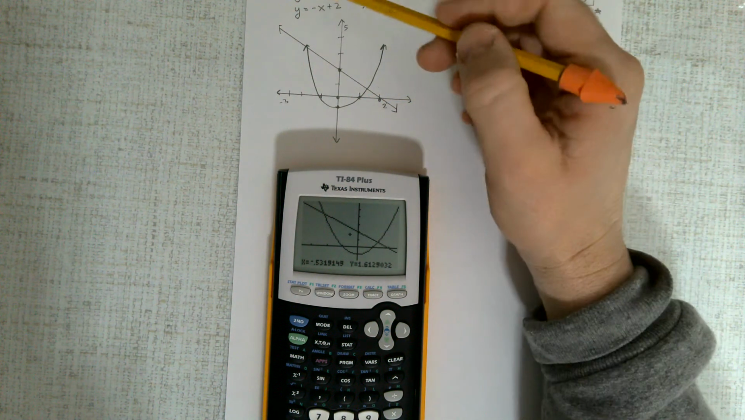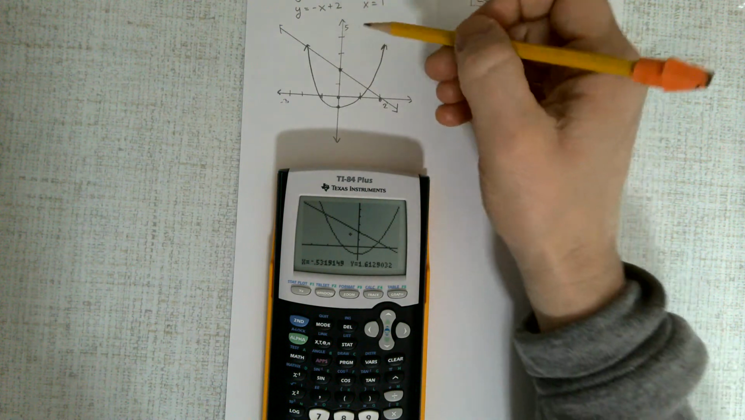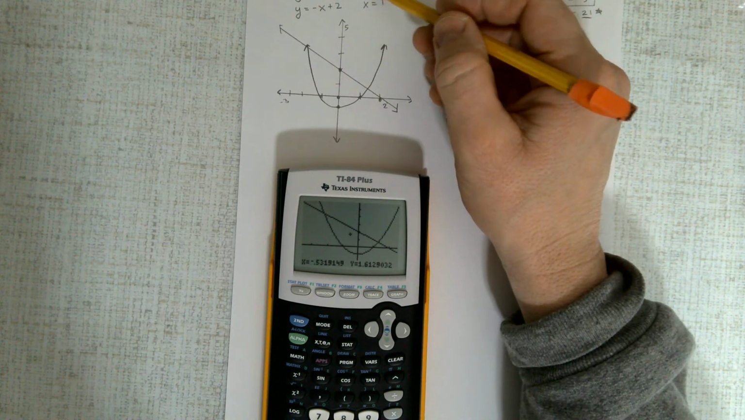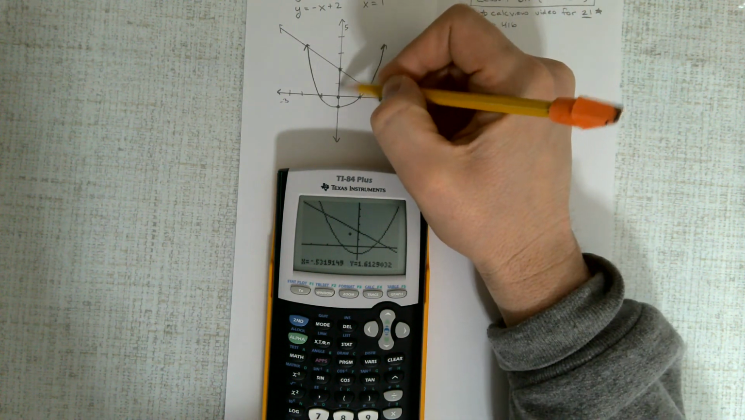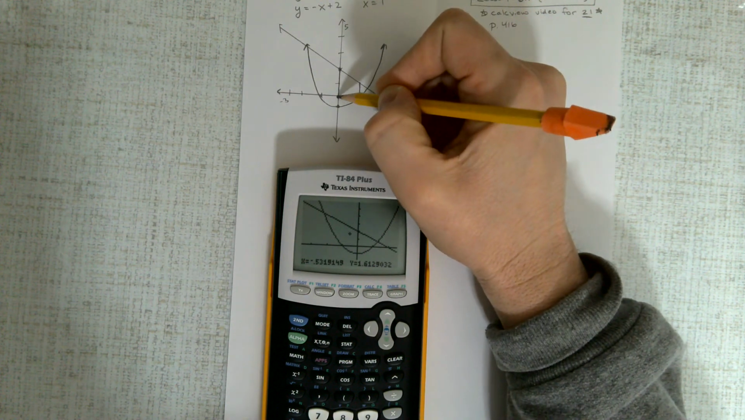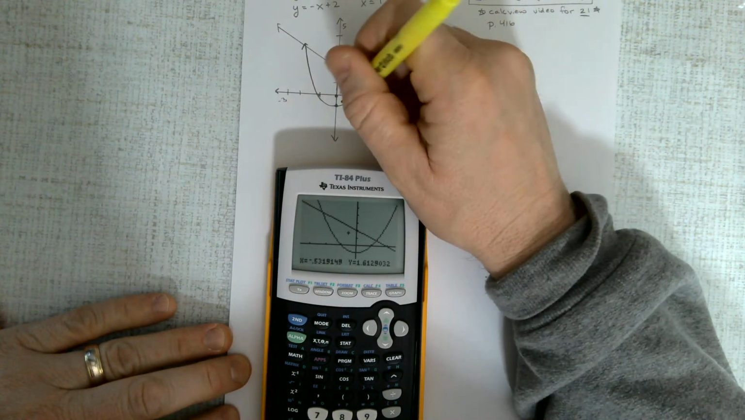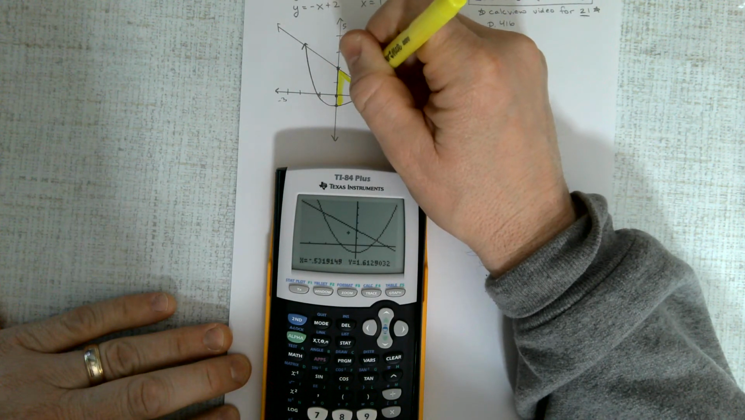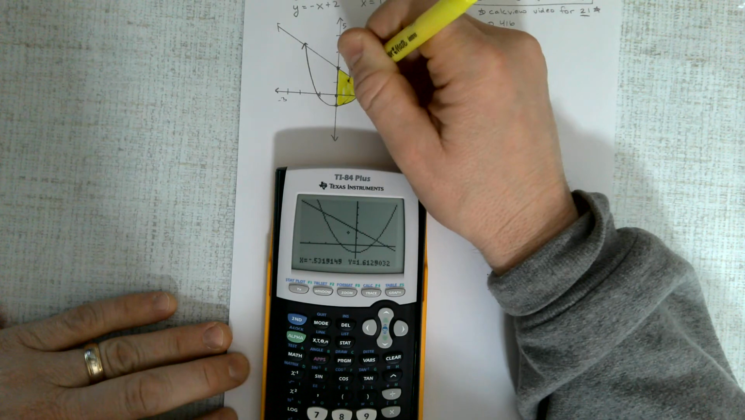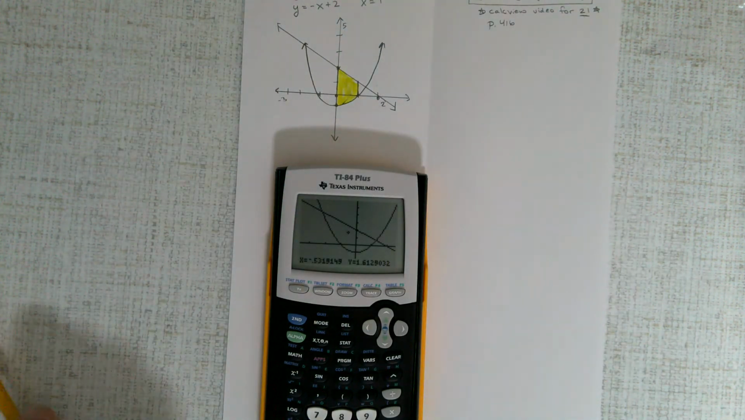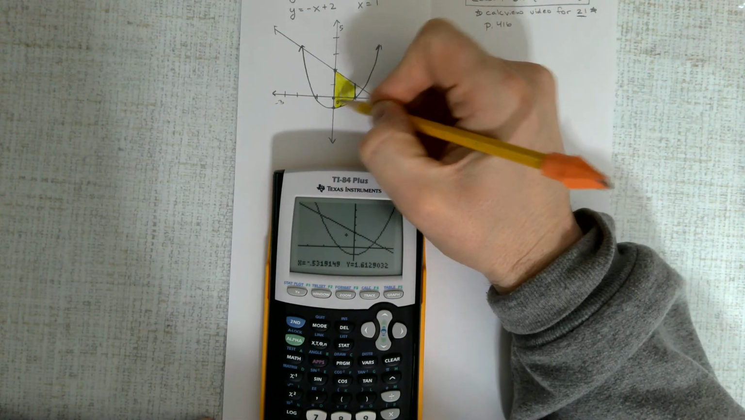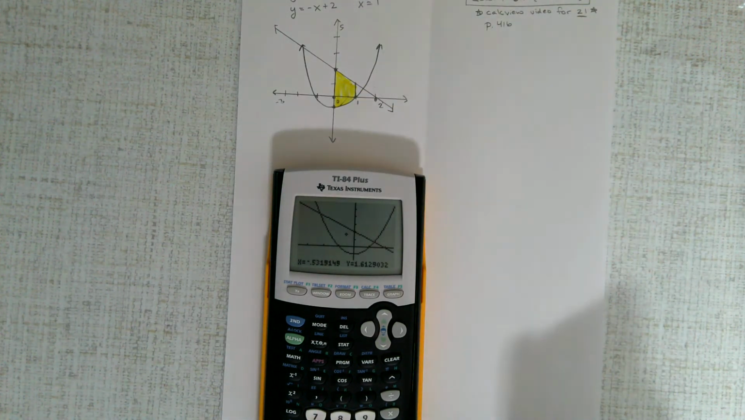Now what am I doing? I'm finding the area, all of this, but only from x is 0 to x is 1. So that's right here to right here. So really all I'm going to find, I'm going to highlight it in yellow right here. I'm going to find all of this area between the two curves, below and above, from x is 0 to x is 1. So that's the area I'm trying to find.